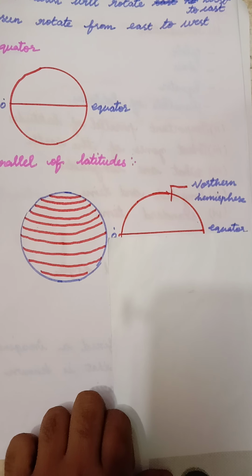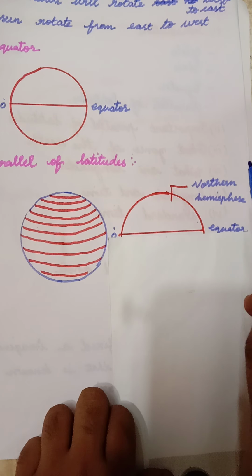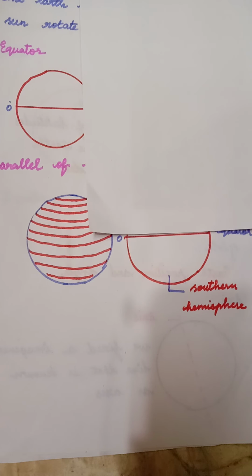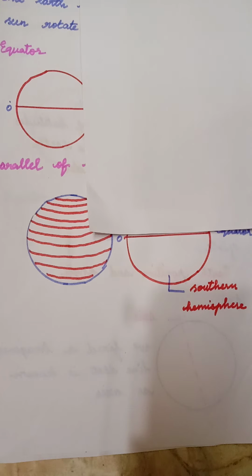Can you see the circle? I have divided it into 2 equal parts. The top is the northern hemisphere. Children, see the northern hemisphere I have covered. The other half, at the bottom, is the southern hemisphere.